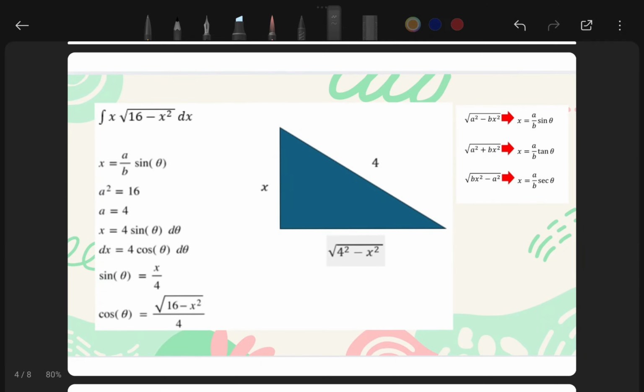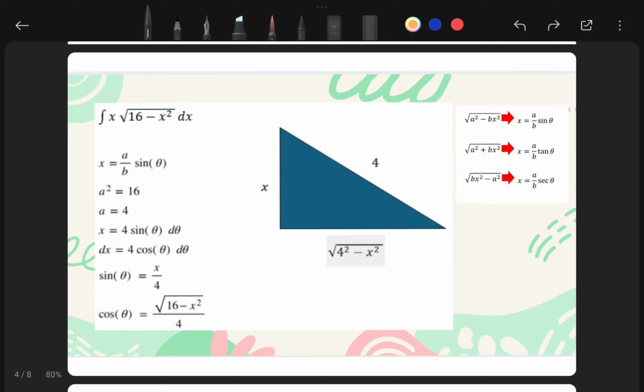From our question, we can see that the square root of 16 minus x squared is the same as this formula. From that, we can use x equals a over b sine theta. From our question, we know that a squared equals 16, so we can simplify it into a equals 4. So we substitute x equals 4 over 1, so b is equal to 1. From that we get x equals 4 sin theta, and dx equals 4 cos theta d theta, which is the derivative of 4 sin theta.